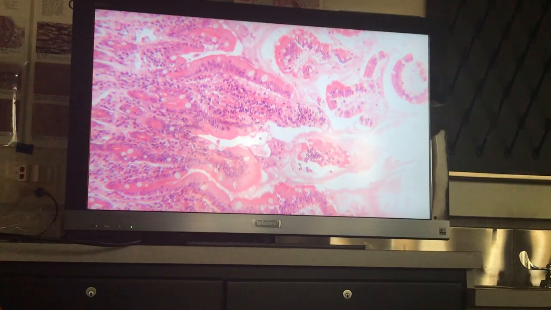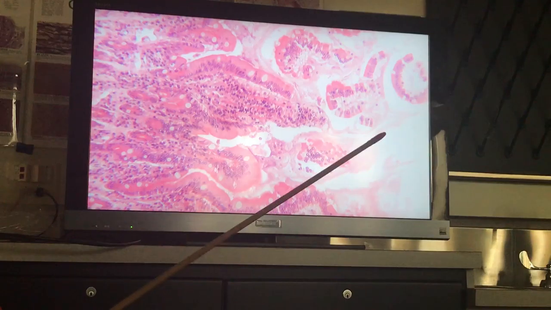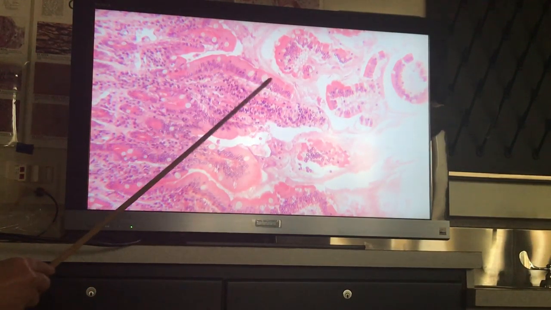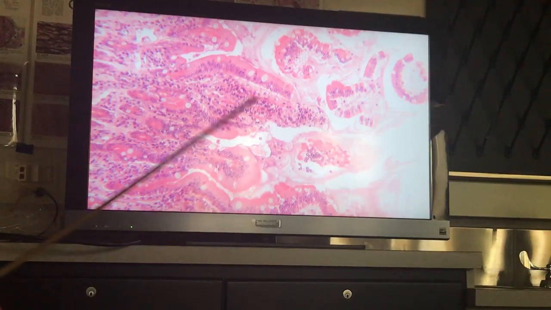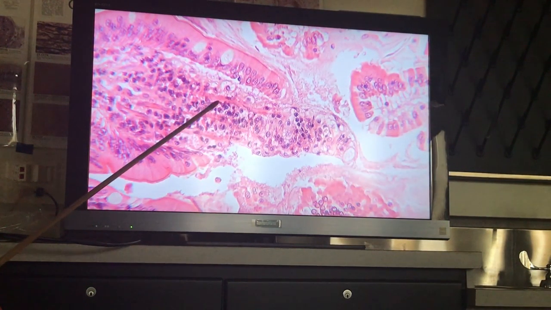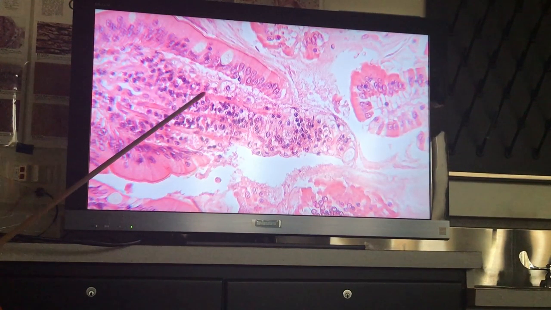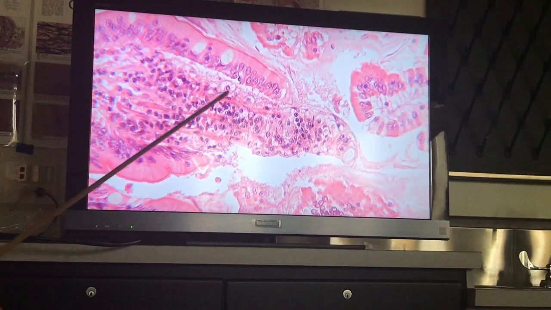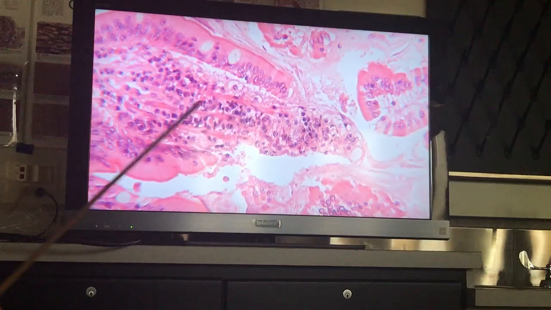Okay? They have a brush border of microvilli, sometimes referred to as striated border. Okay? They're not cilia. They're much smaller than cilia. But anyway, here's one end, here's the other end. And here's the lamina propria inside of the villus. So, lots of immune cells, lymphocytes and what have you in the connective tissue, right? Lots of capillaries. You may see red cells in there, like that.